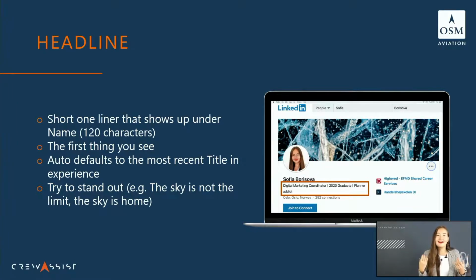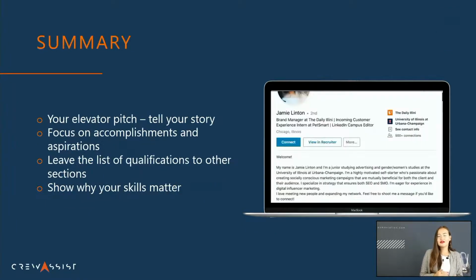And this is very interesting. This is something that keeps them interested, right? That keeps them thinking, okay, I want to look at this profile. I want to work with this person, kind of. So if we go further, the next thing is summary. It's your elevator pitch. If you know what it is, it's your time to tell your story.